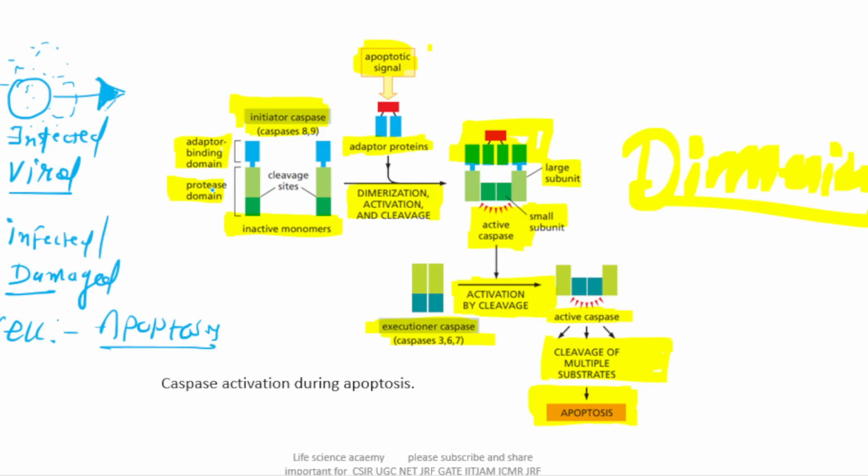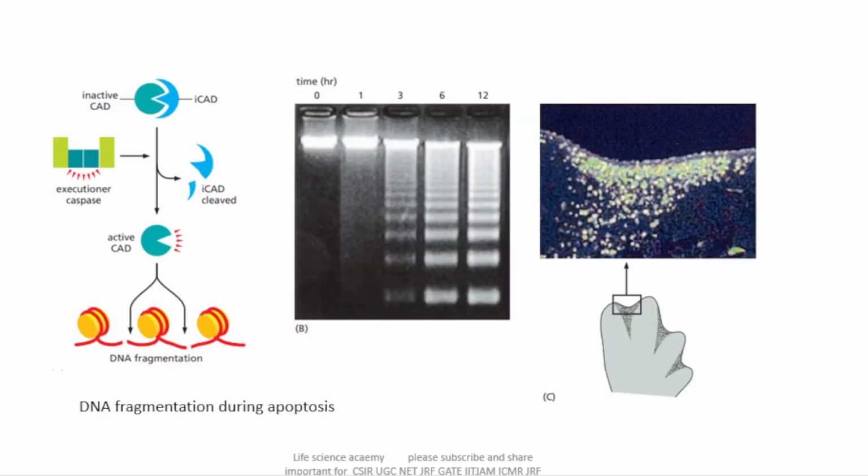So here we have some proteins involved, and DNA fragmentation, or DNA breaking down, takes place in a particular cell which is entering into the apoptotic pathway. This is the CAD protein, and it is now inactive because of ICAD, its inhibitor. So it is inactive when executioner caspases are not yet active.